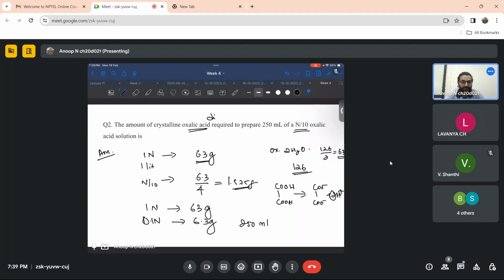Yeah, N by 10. N by 10 is nothing but 0.1 normal. So it will be useful when you calculate for the experiments and all. Similarly, you can calculate for molarity also.